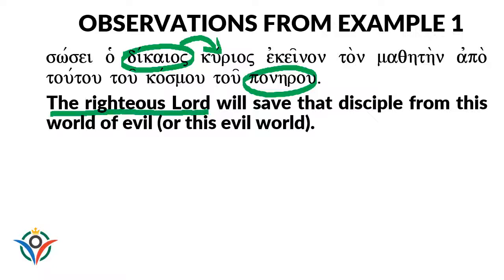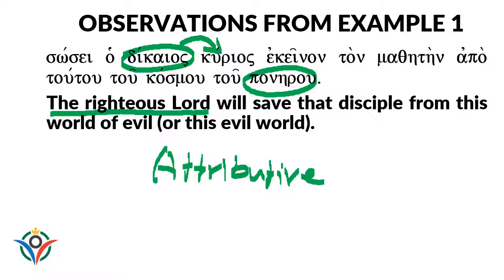And the reason for that is because dikaios is standing in the attributive position. How do we know that? The reason for that is because the article precedes it. All right, so standing in the attributive position, it's modifying the Lord. So it's not just the Lord, but it's the righteous Lord.